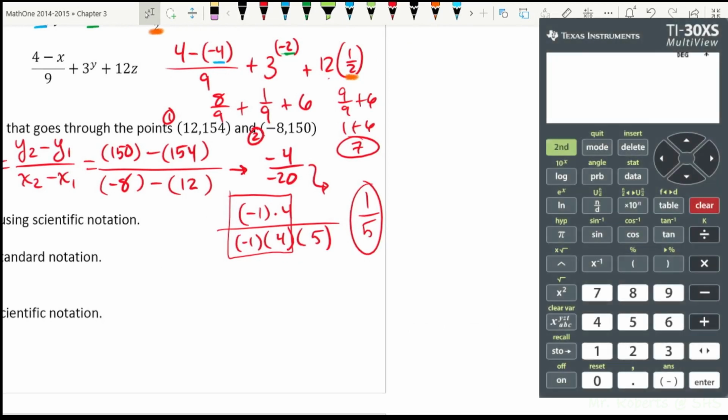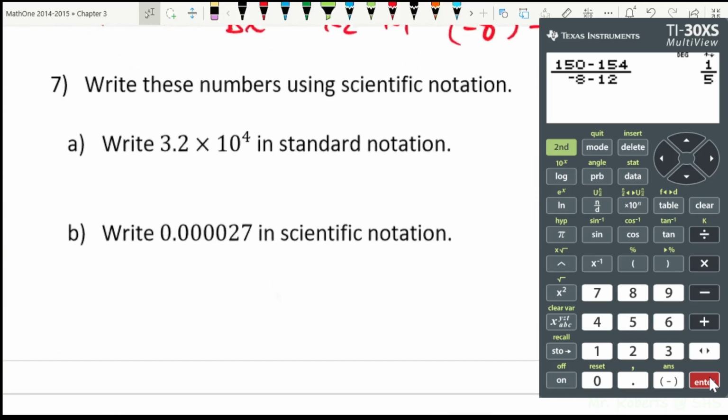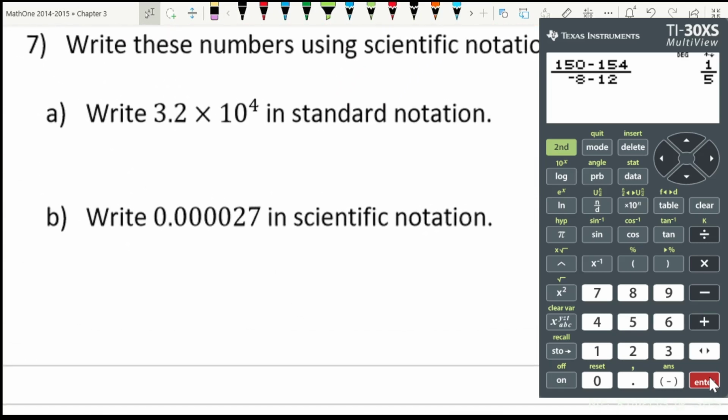So if I look at this calculator, I grab a fraction template, and in the numerator, I'm just going to do 150 minus 154. And then in my denominator, I've got -8. So if I need a negative number, use this, -8. And I'm going to subtract from that positive 12, and I get exactly positive 1/5. So slope is 1/5. Next question says, write these two numbers, one in standard notation and one in scientific notation.